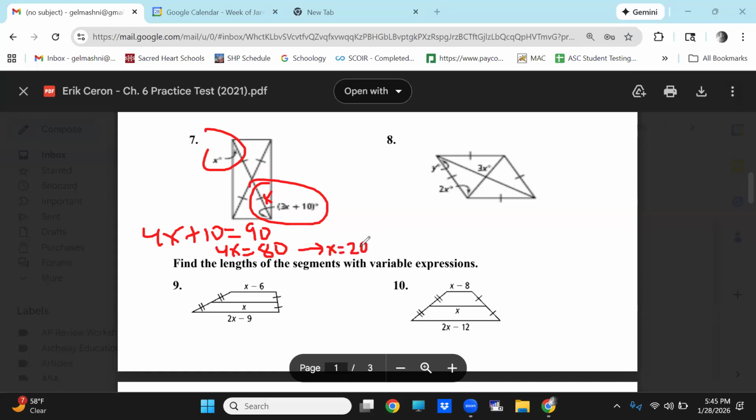Equals 20. I did not know I could do that. Yeah, because what's happening is you have alternate interior angles because you have a rectangle, because what's happening is that your diagonals are congruent and they're bisecting each other.